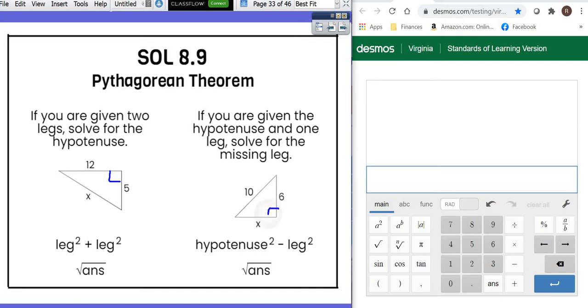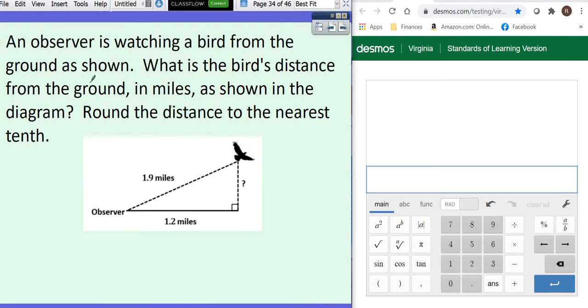Again, here, if you had a right triangle and it gave you a hypotenuse and a leg, then you solve for the missing leg by doing hypotenuse squared minus leg squared, going to the next line in your calculator and clicking on square root of the answer. So let me show you a couple of examples.